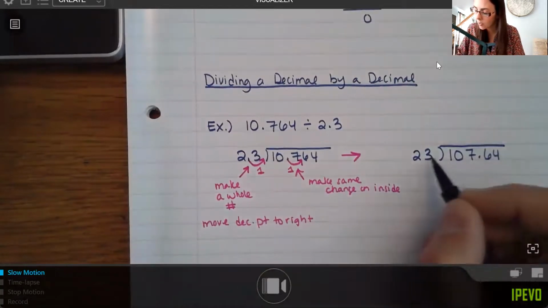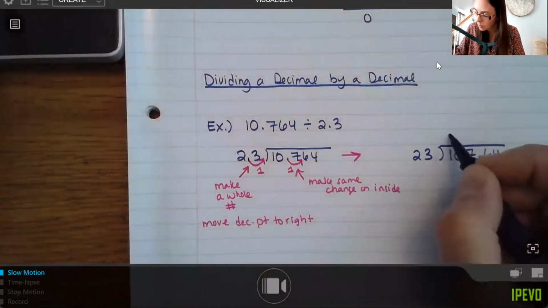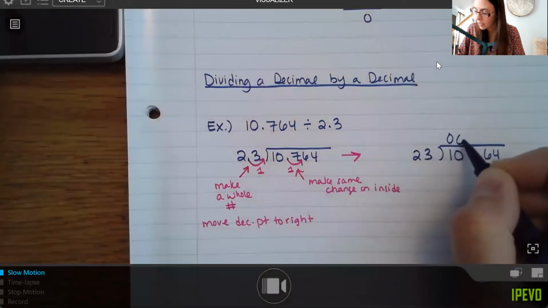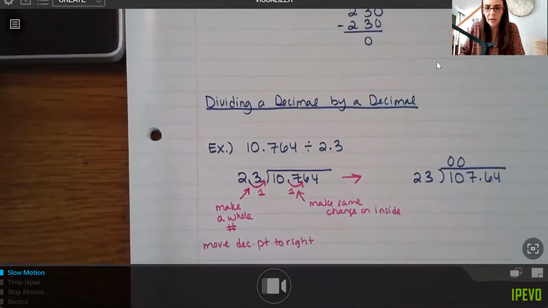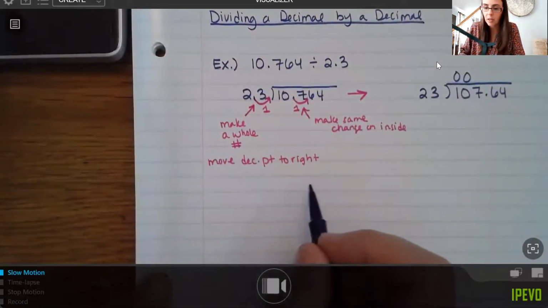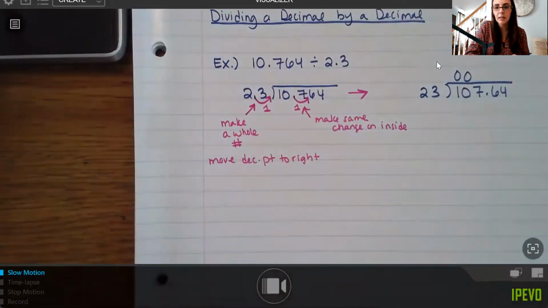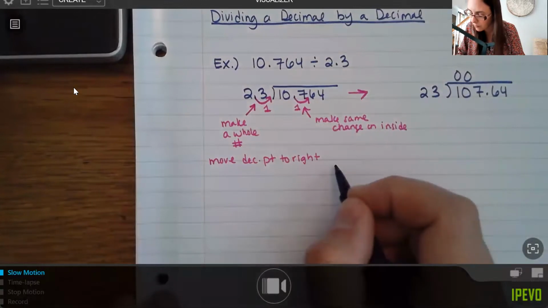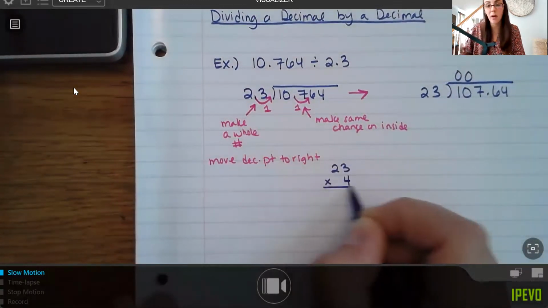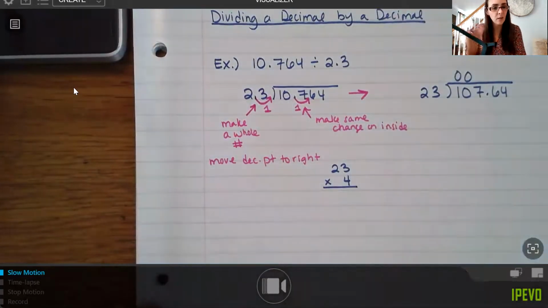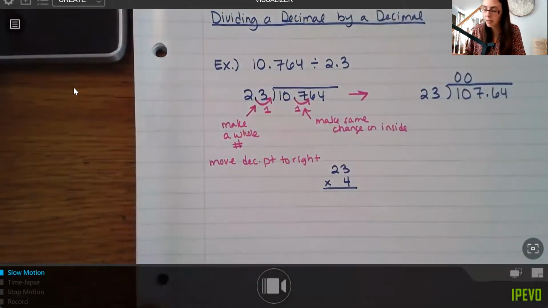So 23 does not go into 1. 23 does not go into 10, but it does go into 107. So my guess here is it's going to be 4 or 5 times. I'm actually going to do my work over here. So I'm going to guess that it is, let's try 4 times first. And the reason I thought about 4 is because I know 25 times 4 is 100. So I thought, well, 23 times 4 will be close to that.